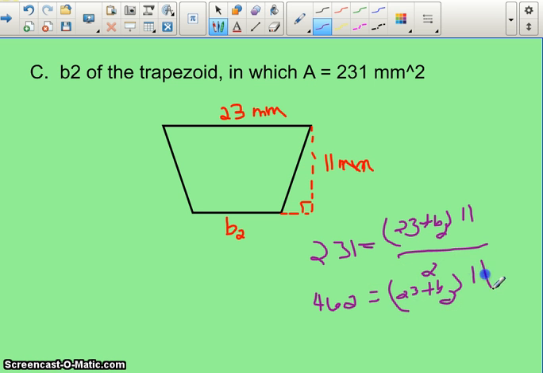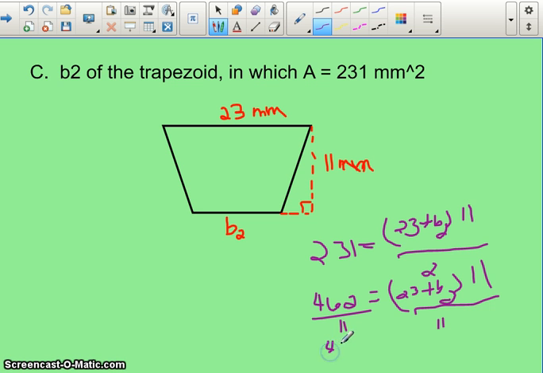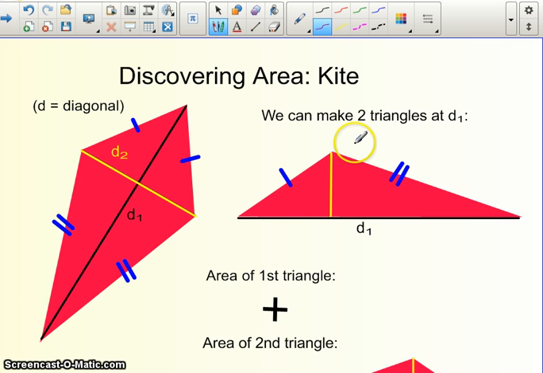So let's get rid of the 11 next by dividing by it, and let's see if we get lucky, and that divides out of there. So 462 divided by 11, bam, 42, we did get lucky. So 42 is equal to 23 plus base 2. So I've got to subtract the 23 right over here, and it looks like what? Is that 19 is equal to my base 2. Bada boom, bada bang, we're done.